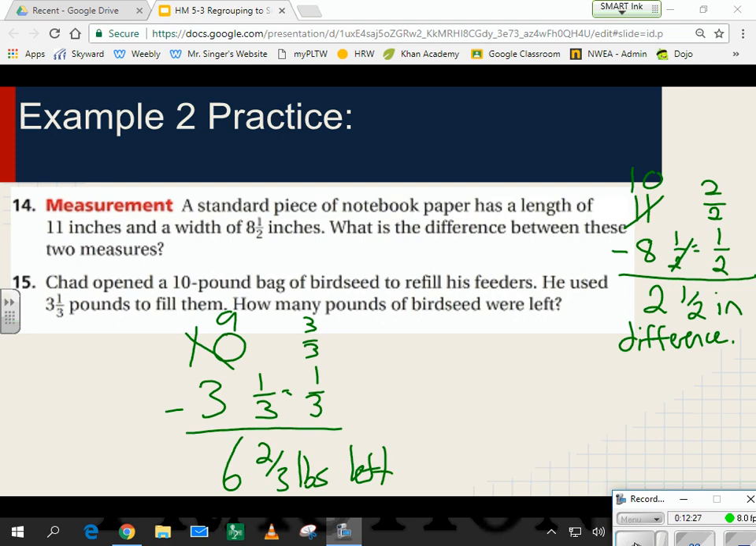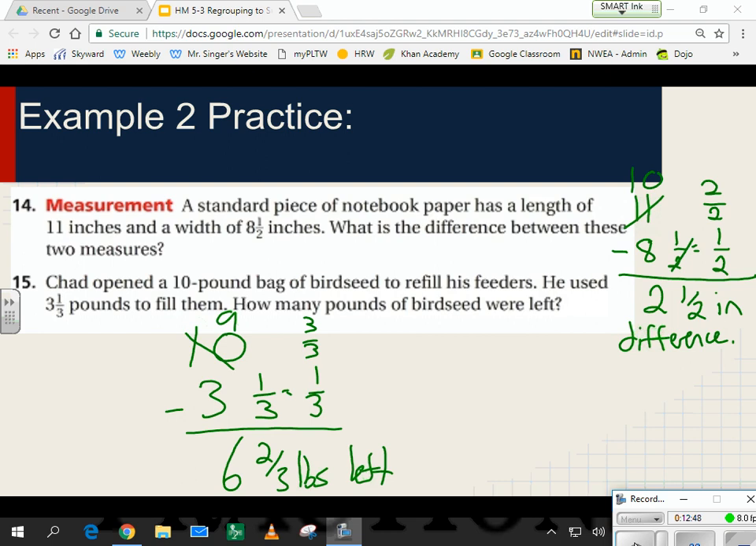So for the first one, I took 11 minus 8.5. The whole number was pretty easy. I changed it to a 10, and we already have a denominator of 2. So I made 2/2 to show that 1 that I borrowed. So 10 minus 8 is 2, and 2 minus 1 is 1. So 2 1/2 inch is the difference between the 2 measures.